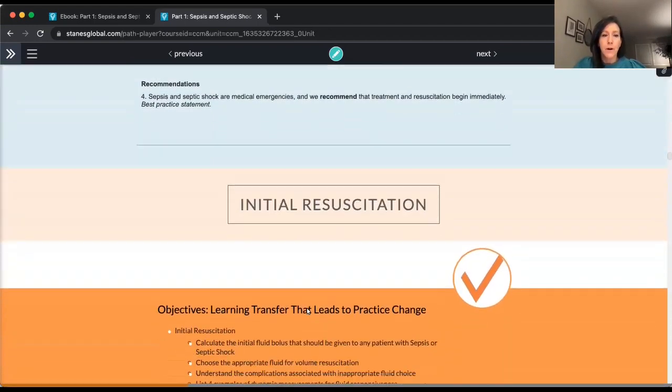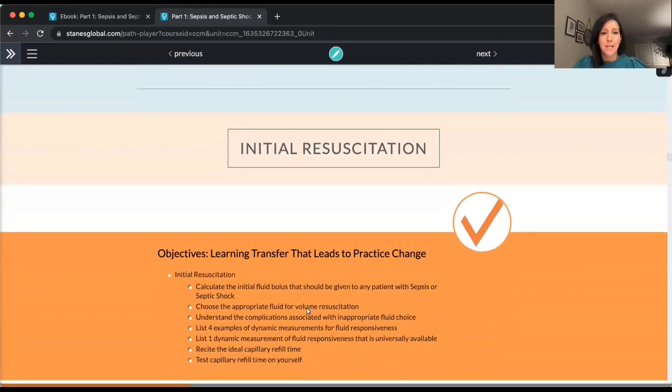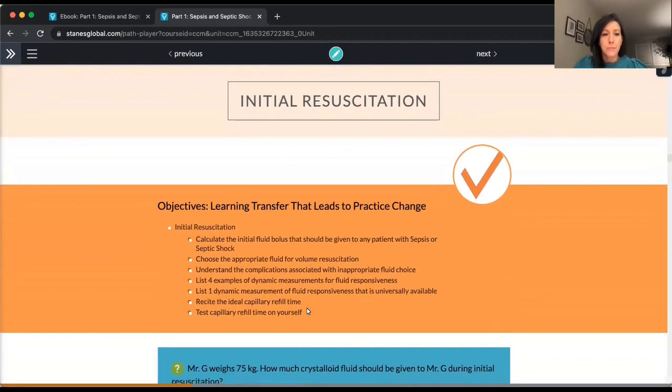And now we're going to move on to initial resuscitation. Dr. Mull, do you mind walking us through what our practice change will be after learning the materials in this section?